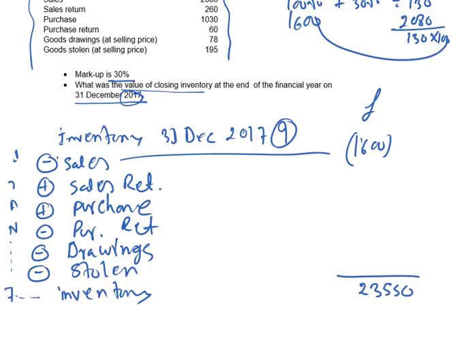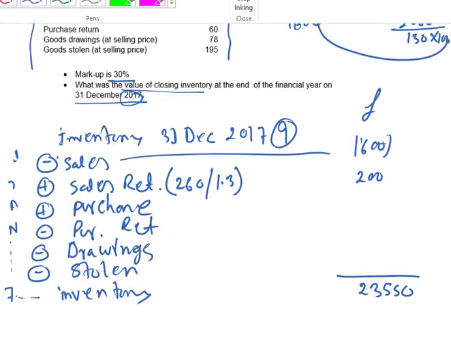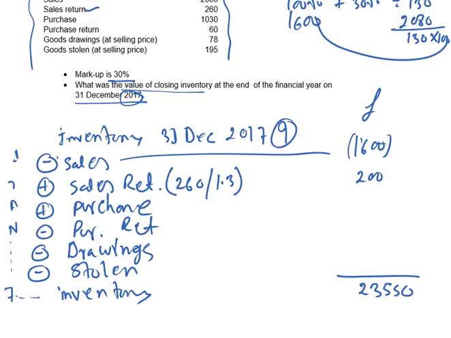Let's assume the sales return this time: 260 divided by 1.3, easy peasy. You get the answer as 200. Oops, sorry, this is not a minus sign. Let me take my eraser. Yeah, this is a plus sign, blue pen.